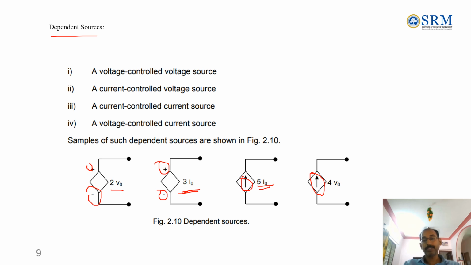What about this one? Again, this diamond symbol represents a dependent source. Again, this arrow mark says that it is a current source. It depends on the magnitude 4 V0. It means that this dependent current source depends on some other branch voltage V0, with 4 times V0. So you can call this one a voltage dependent current source. That's all. This is the way in which you have to represent them.